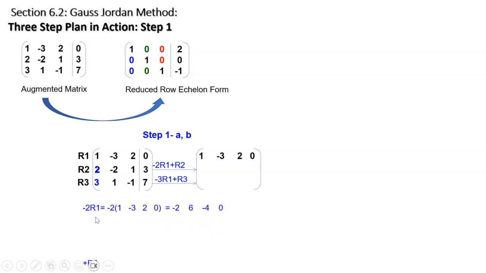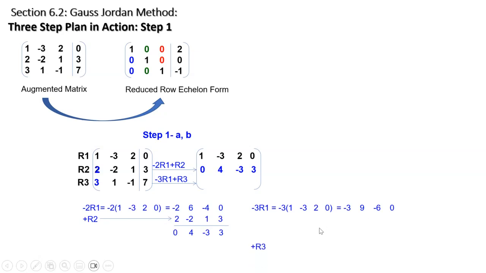And here's my work. All right, there's my -2 row 1 will give us -2, 6, -4, and 0, plus row 2. We just bring it over. It's going to give us 0, 4, -3, and 3. That's my new row 2. Now let's do the second part in step 1. So -3 row 1 is -3 times every element in row 1, which will give us -3, 9, -6, and 0. Then when I add it to row 3, it's going to give us 0, 10, -7, and 7. That's my new row 3.